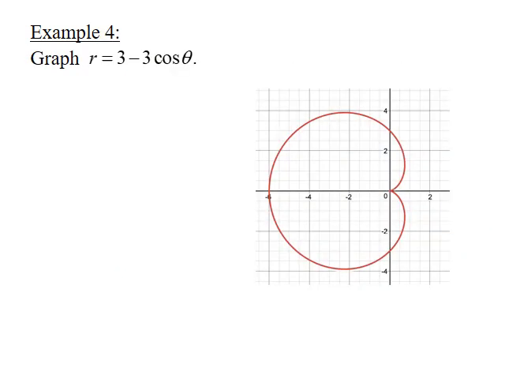You may also see something that looks like this. In this case, we are dealing with cosine instead of sine as in the previous slide. So we know that it's going to shape itself right or left. And in this case, because this is negative, it's going to be a cardioid left.